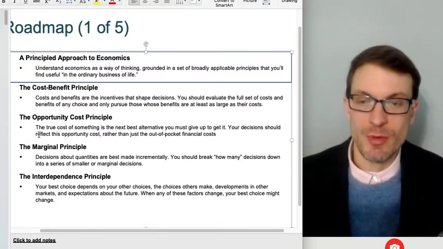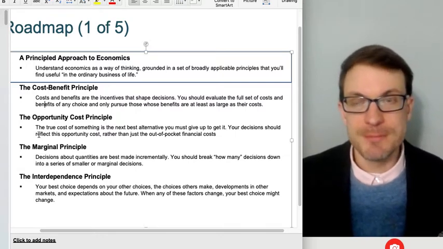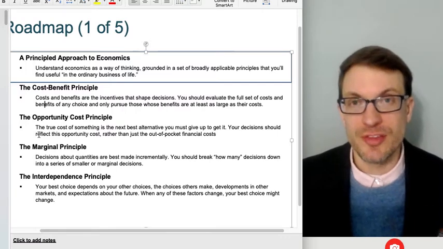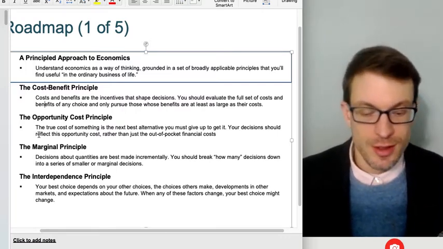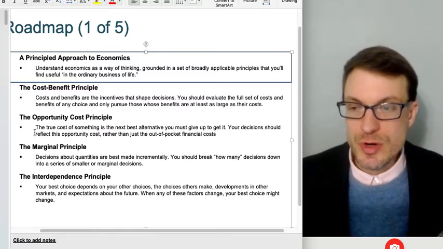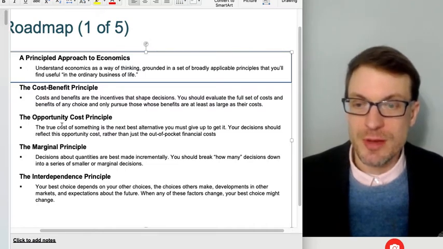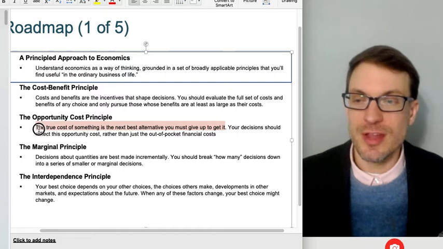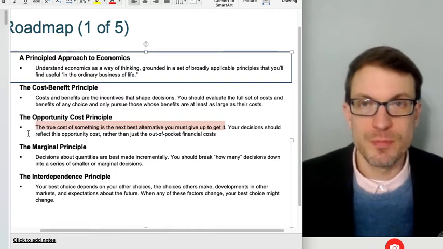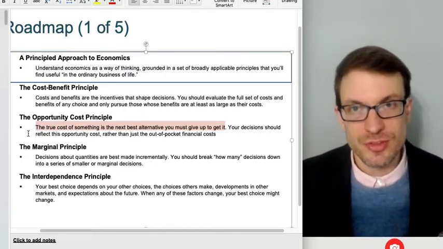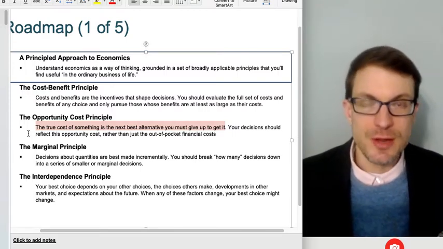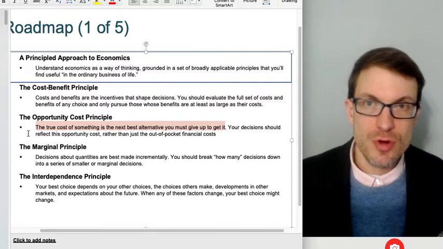And so anyway, the costs are going to be everything that I sacrifice, everything that I give up when I decide to run rather than anything else. And really the true cost of something is going to be the next best alternative. So what would I really be doing? I've identified all the relevant costs, but the most likely highest valued one amongst these is going to reflect my true opportunity cost.